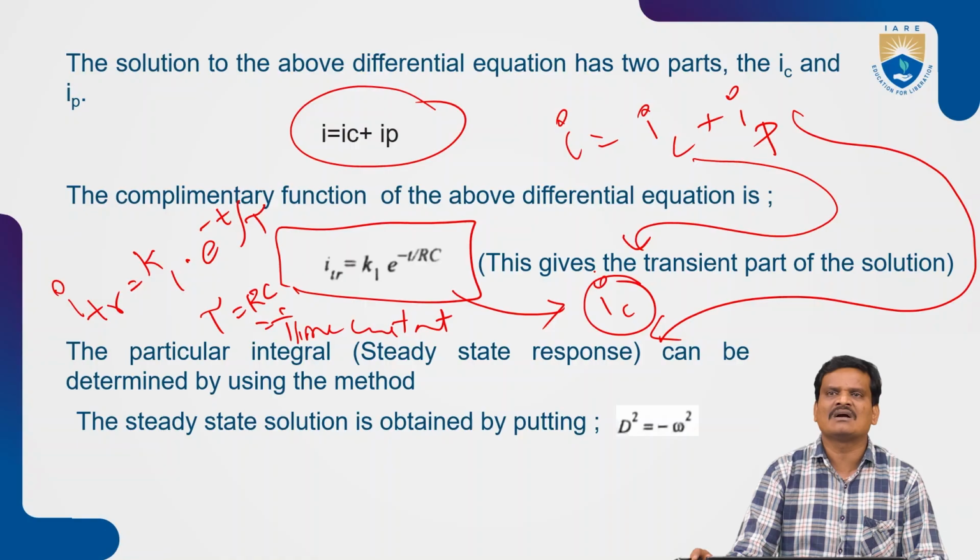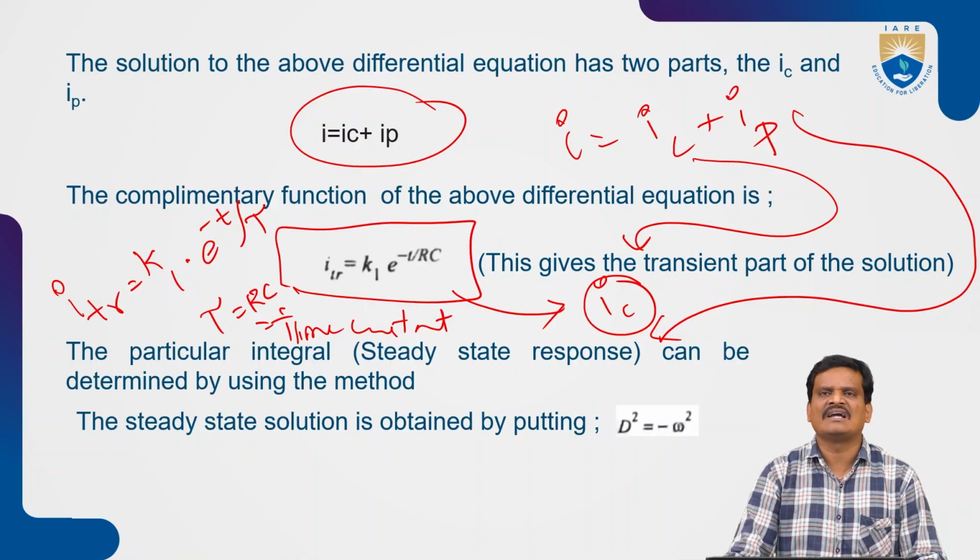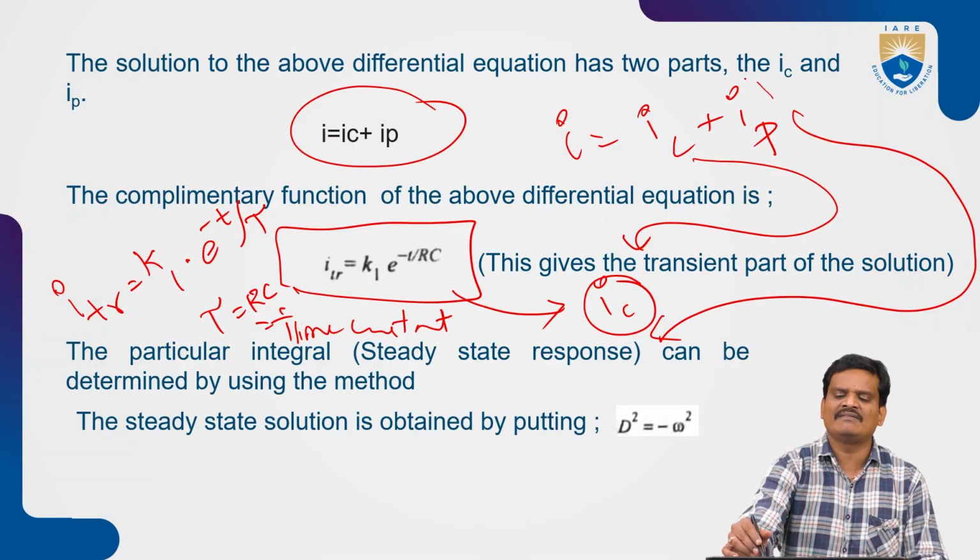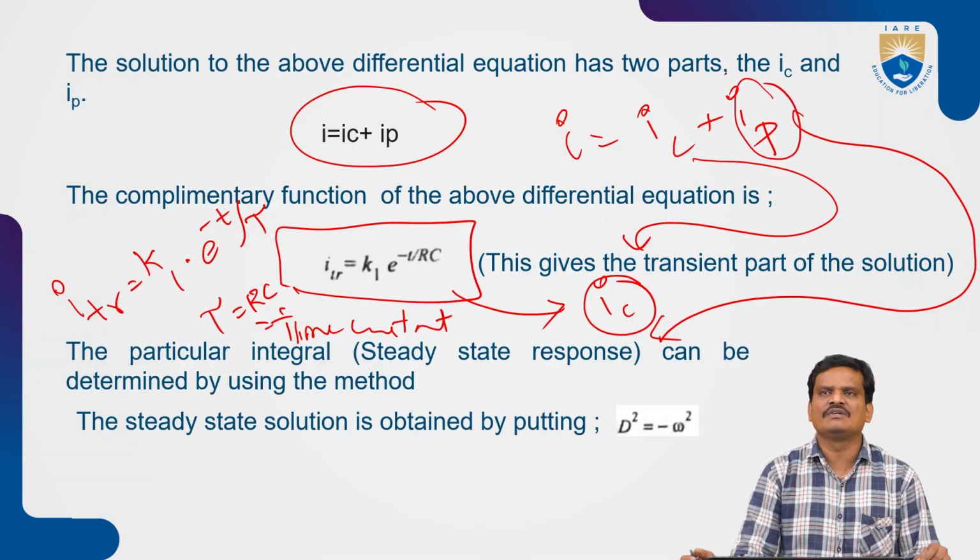IC is nothing but the complementary solution. In the similar fashion, we need to derive an expression for IP which will give you the steady state response of a given circuit. The particular integral or steady state response can be determined by using particular mathematical techniques where we will replace certain parameters with certain parameters.